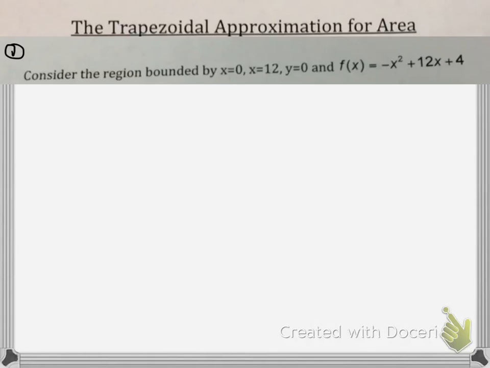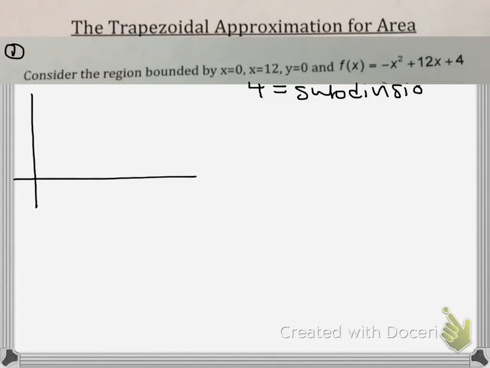Consider the region bounded by x equals 0, x equals 12, y equals 0, and the function f of x equals negative x squared plus 12x plus 4. We are going to start by graphing the region that they give us, and we go from 0 to 12 in x. And I'm going to go ahead and say let's use 4 equal subdivisions. So that would break us up, if we're going from 0 to 12, into 3, 6, 9, and 12.